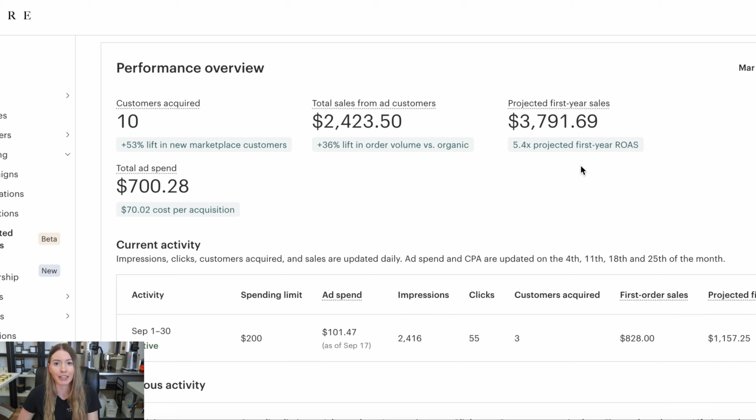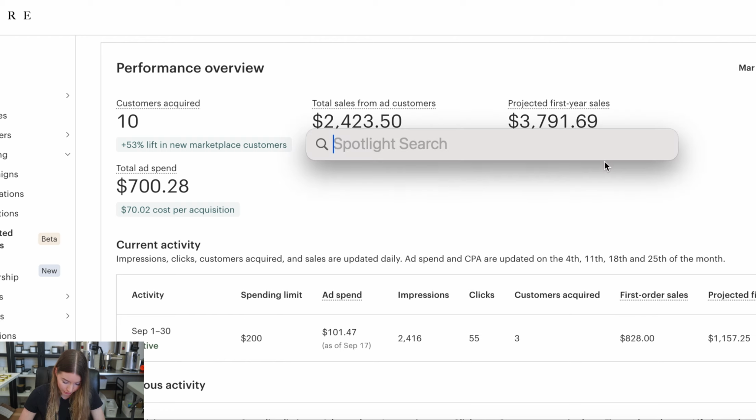This is just projected first year sales, projected based on how many sales we've gotten and the total volume of each order. I look at that, but that's not the hard facts for what we are looking at. And this is how much we have spent in total ads. So we've spent $700 in ads over the last 6 months, and we have received $2,423.50 from that $700.